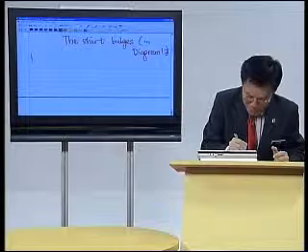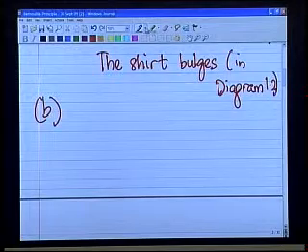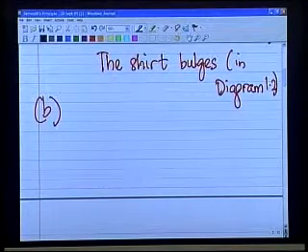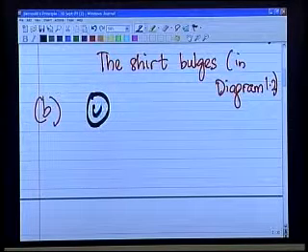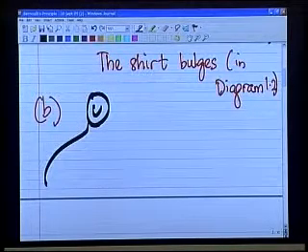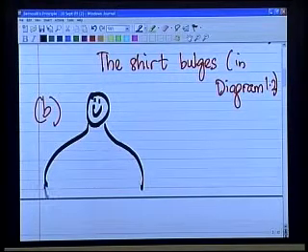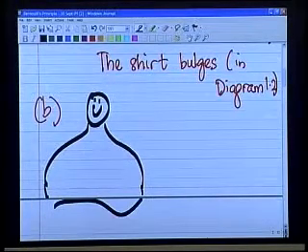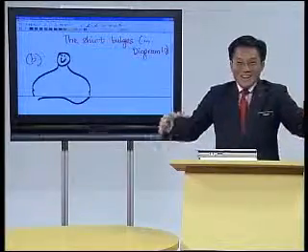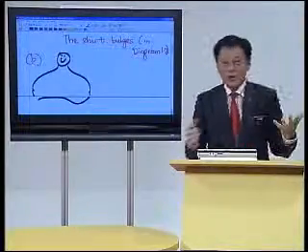Now, I write down B. I prefer to use this. Alright, now I'm sketching. This is the guy, right? And this is his shirt. Alright. The shirt bulges, alright? Okay. So, how do I explain it?